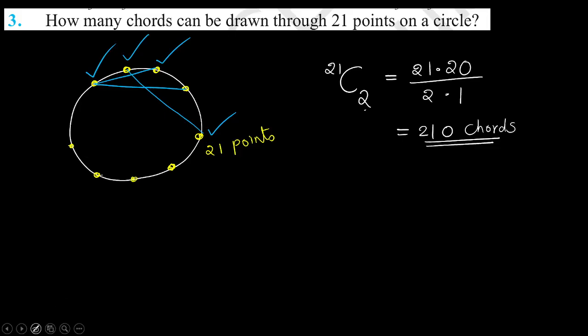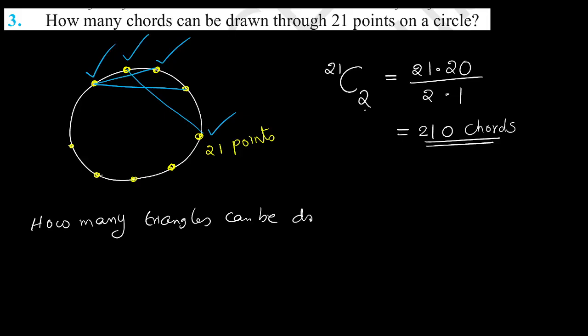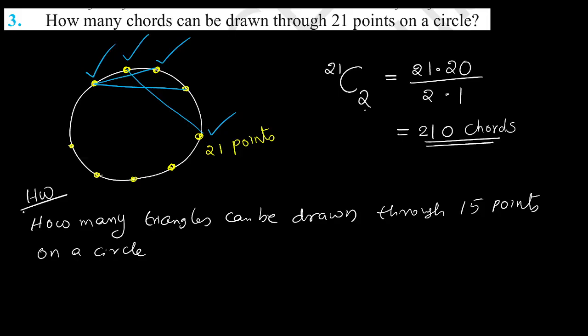Try this one as homework, okay? How many triangles? If you are not getting it, don't worry, I will discuss it in the next class. Let me add one question here. How many triangles can be drawn through 21 points? Let me change the number, okay? Through 15 points on a circle. You try it. Let it be a homework question for you.